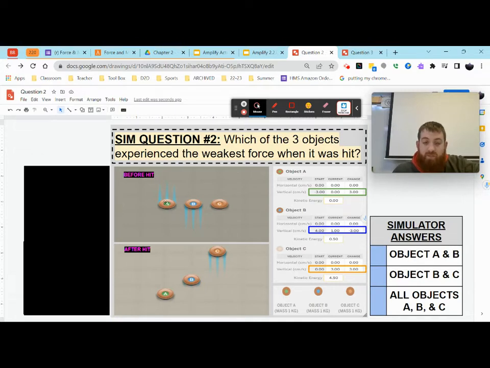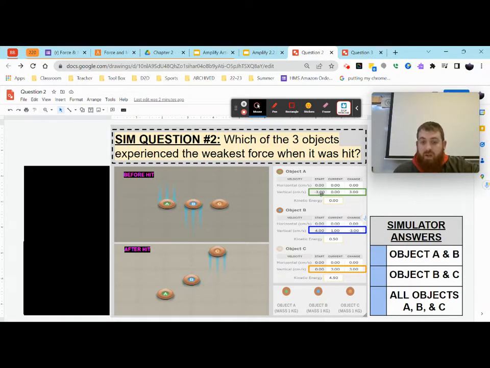If we're looking at our diagrams here, we see that our objects' velocity clearly changed from before they were hit to after they were hit. When we look at our objects, we can see that all of them have the same exact mass. A, B, and C are all a mass of 1 kilogram. Now, objects A, B, and C went through some different velocity changes.